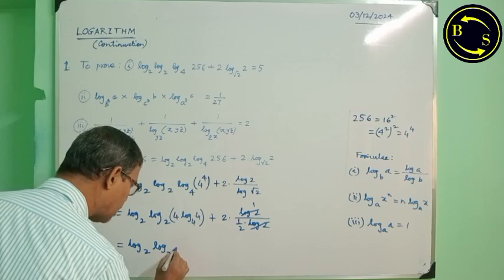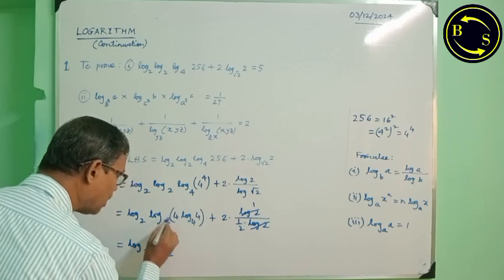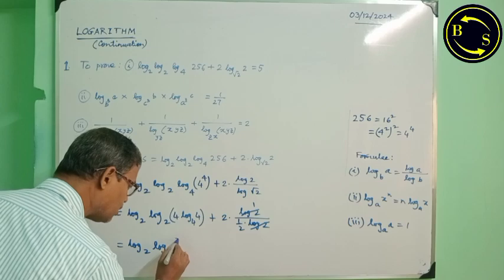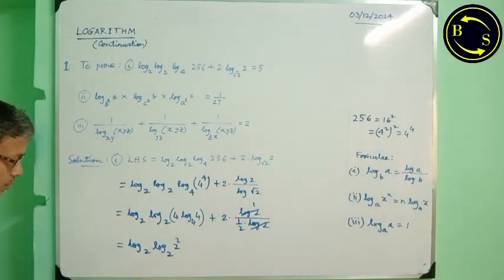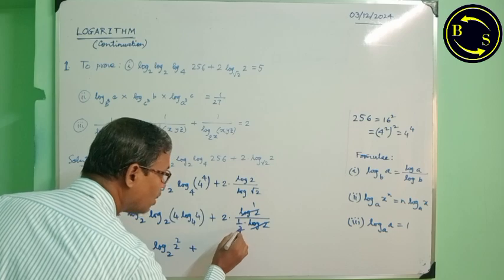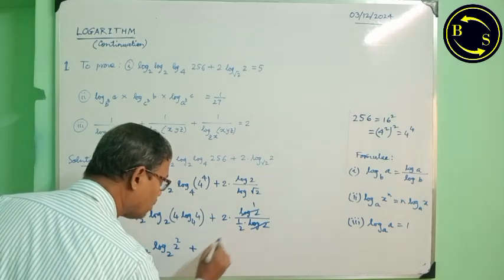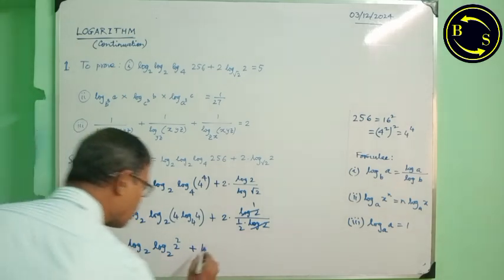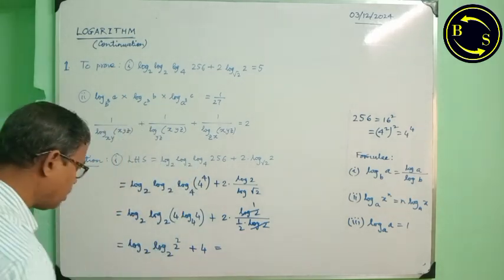Now 4 can be written with base 2. We write it like this, 2 square, plus 2, half is there in the denominator. Therefore, finally it will be 2 into 2, that means 4. We write on the right side.